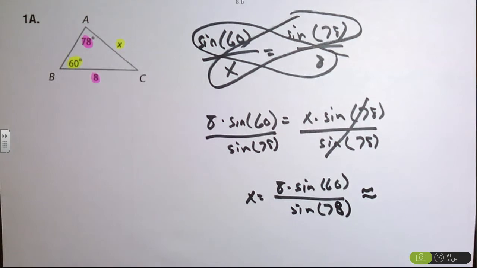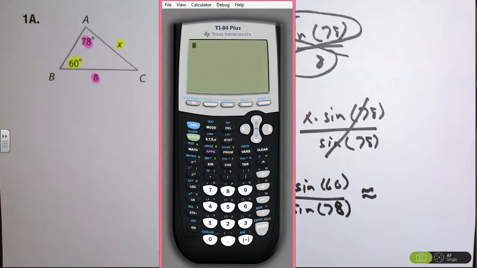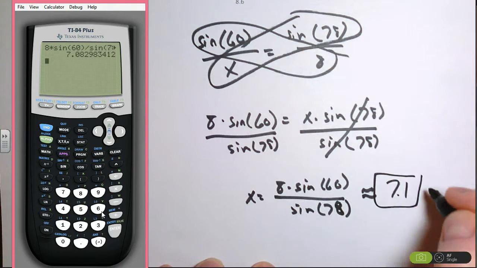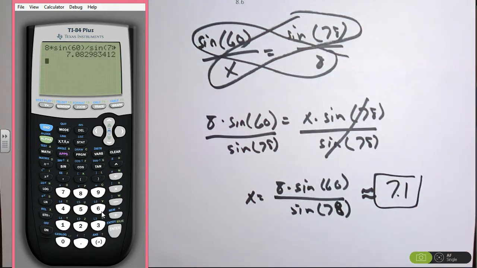Now I'm going to throw in the calculator to get a decimal approximation. Here's what I have to be careful at. It's going to be 8 times the sine of 60 degrees. Make sure first of all you're in degree mode, but secondly, you have to close the parentheses there to tell it to stop taking the sine of 60, then divide by the sine of 78. Close your parentheses there. We get 7.08, which we'll just say 7.1. There we go. X is 7.1. Okay, next example.